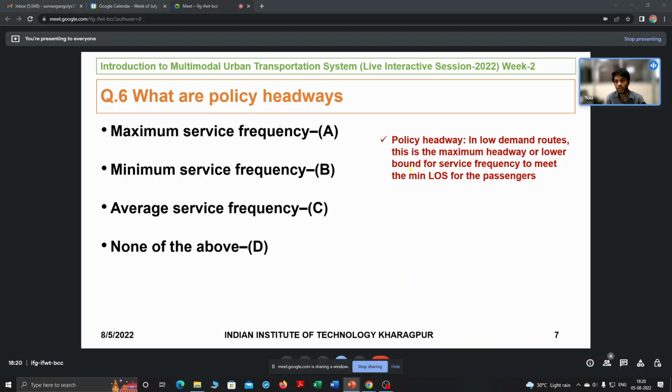So then what is the correct answer? Maximum service frequency, obviously if it is a high demand route then your service frequency will be maximum, right? So then it is what? It is based on the minimum service frequency, right?